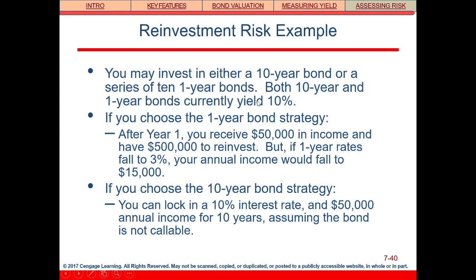But now we assume both 10-year and 1-year bonds currently yield 10%. That's why it doesn't make a difference whether you invest in a 10-year bond or a 1-year bond, because at least for the first year, your return is the same, right? In the short run, your return is the same. For the first year, you get 10% interest income. So if you choose the 1-year bond strategy, after year 1, you will receive 100,000 in income and have 500,000 to reinvest.